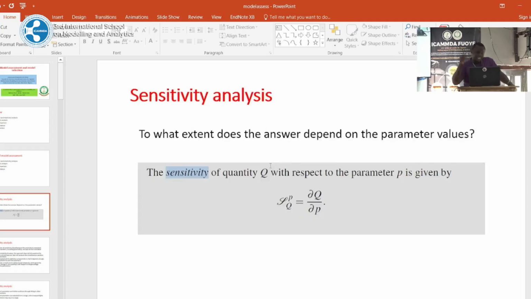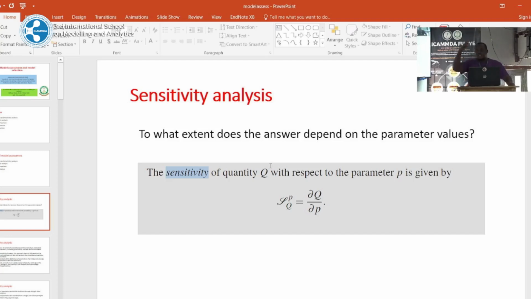Now, sensitivity analysis, you have looked at that. It has to answer the question: to what extent does the answer depend on the parameter values? That's the question you are answering from the sensitivity analysis point of view. And then one basic thing about sensitivity analysis is that you are actually measuring the sensitivity index of a quantity Q with respect to a parameter, any parameter. I'm just using P here. So you are looking at the percentage change in this quantity Q all over the percentage change in parameter P.